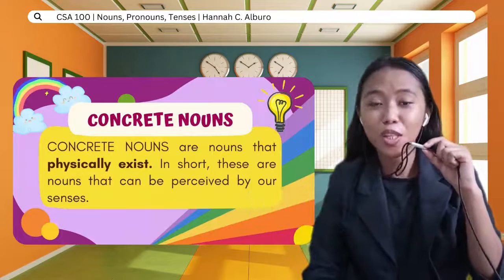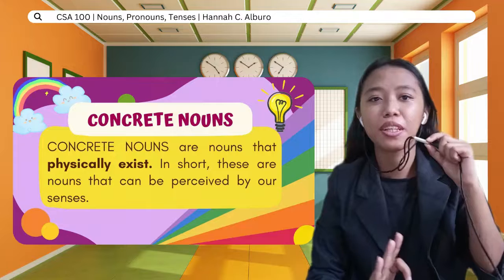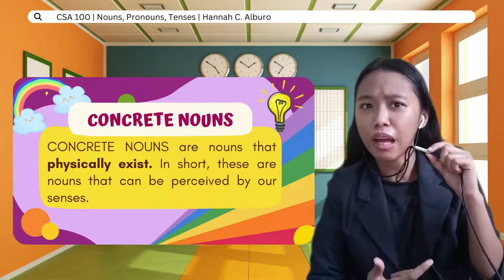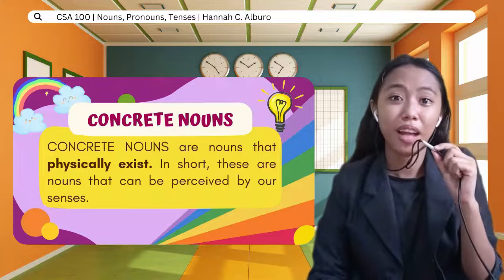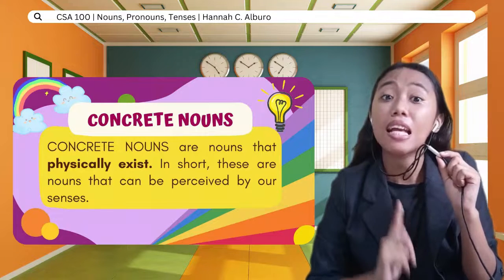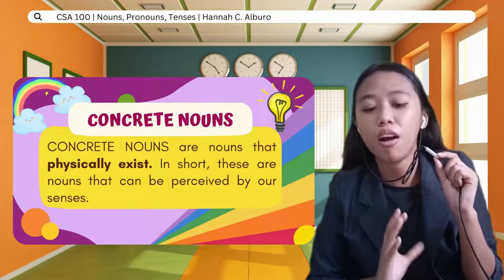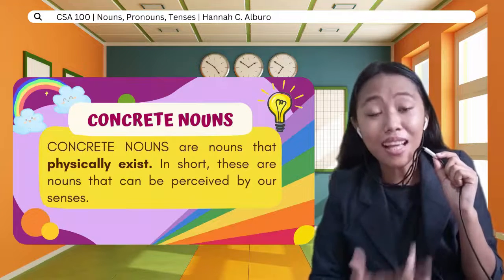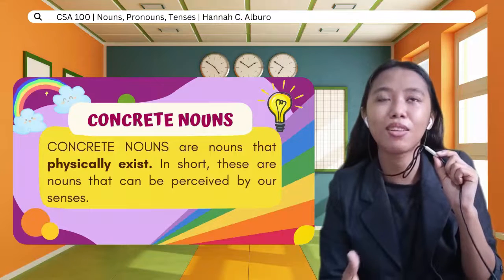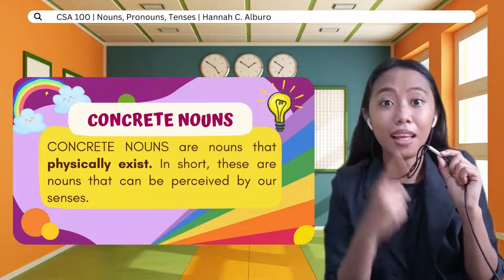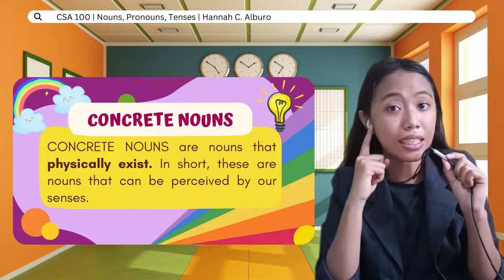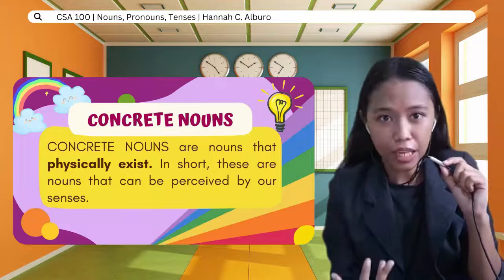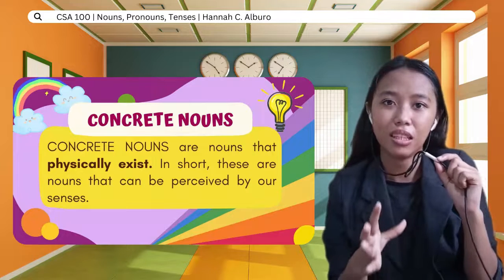Okay, now let us move on to the third kind of noun, which is the concrete nouns. So what are concrete nouns? So concrete nouns are nouns that physically exist, no? In short, these are the nouns that can be perceived by our senses, no? Things that we can physically see, hear, smell, taste, and of course, feel. So that is actually the concrete noun.